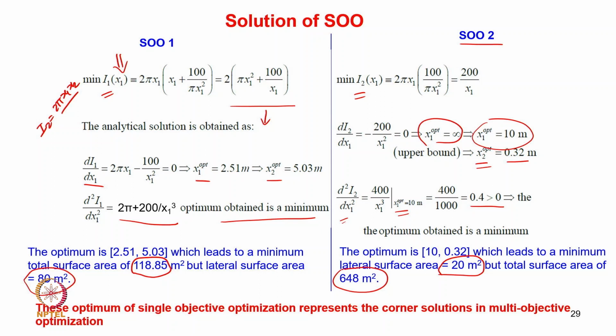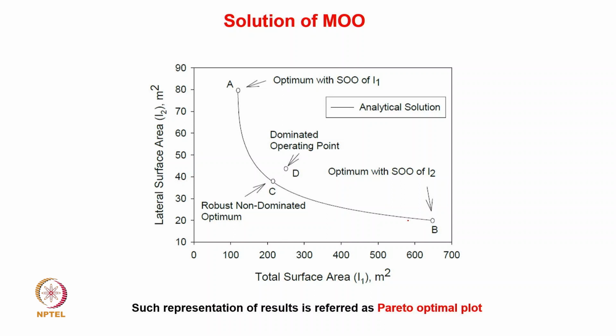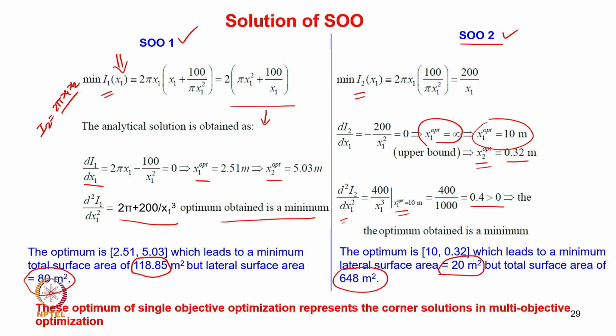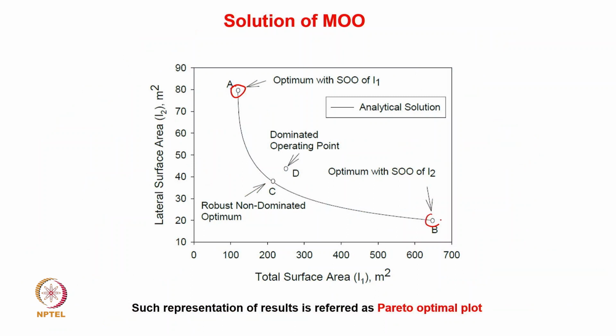Now these are with respect to individual optimization. But let's say both these single objective optimizations, this one and this, I am solving simultaneously. In that case, I am going to get a Pareto optimal front, where this first corner point A is nothing but this, and the second corner point is nothing but this point B. So you can see that whenever we are solving a single objective optimization problem, we only get the corner solutions. We don't get the in-between points.